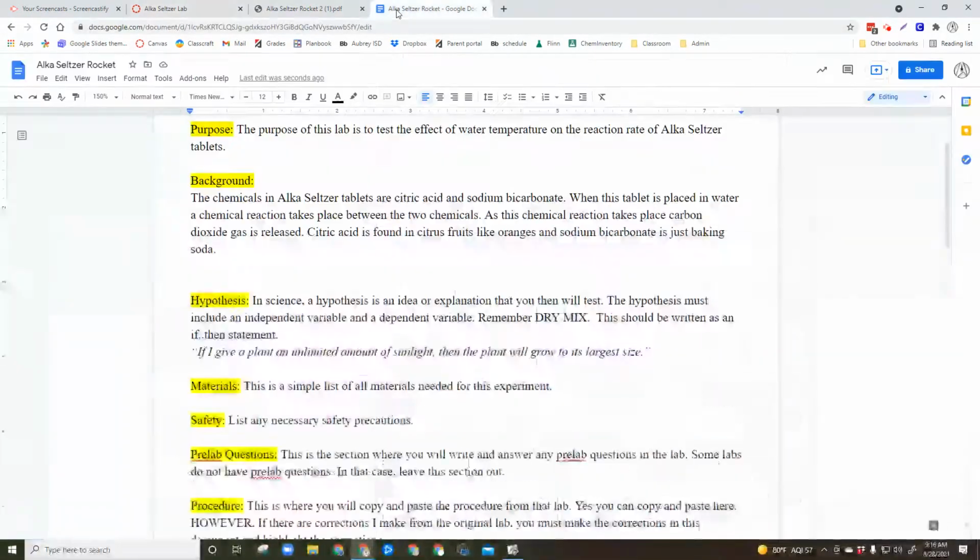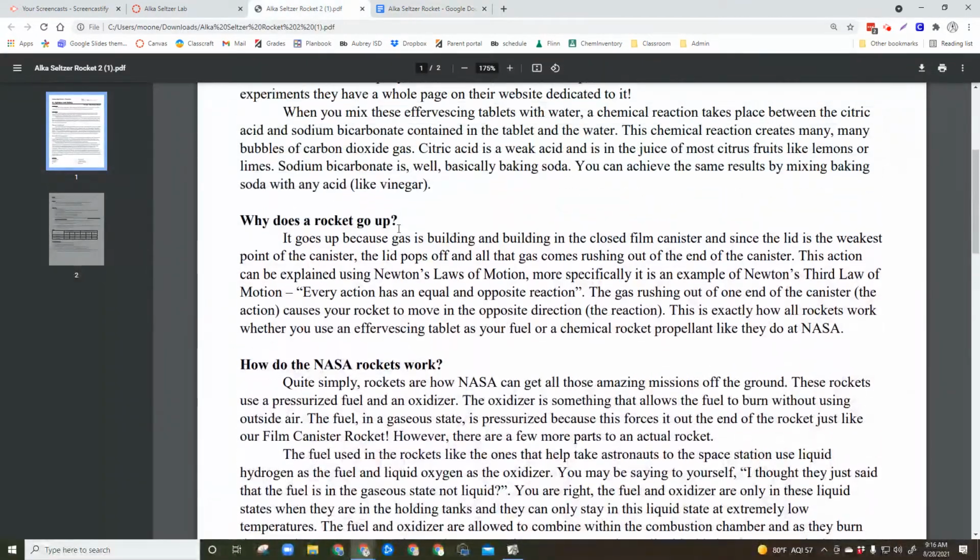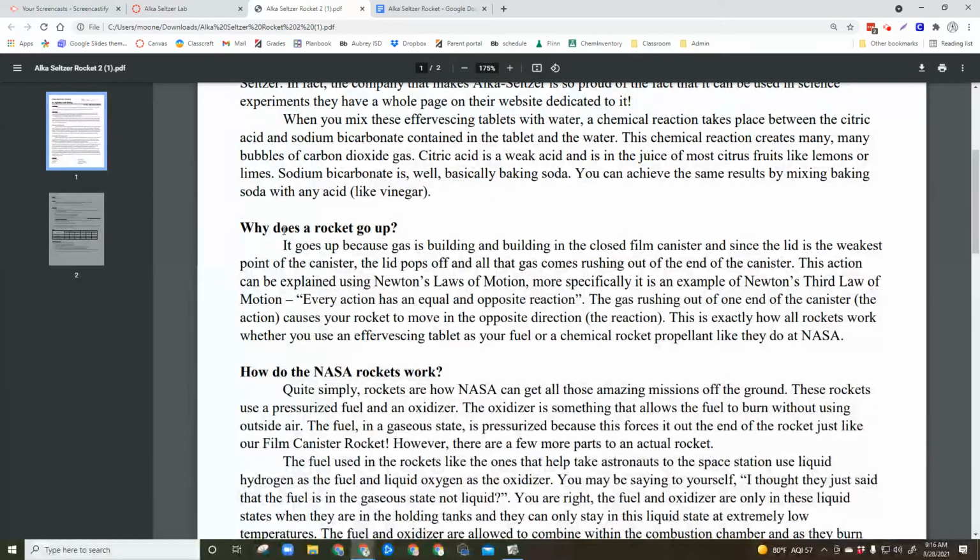Okay, so let's go back to here. Actually, let's go back to here because we're ready to go to this next one. All right, so why does the rocket go up? It goes up because the gas is building up in a closed film canister, and since the lid is the weakest point of the canister, the lid pops off, and all of that gas comes rushing out of the end of the canister. This action can be explained by using Newton's third law of motion. More specifically, it is an example of Newton's third law of motion. Every action has an equal and opposite reaction.